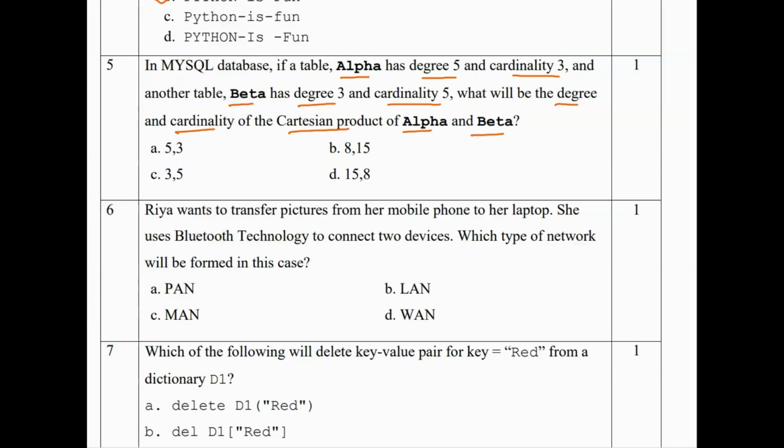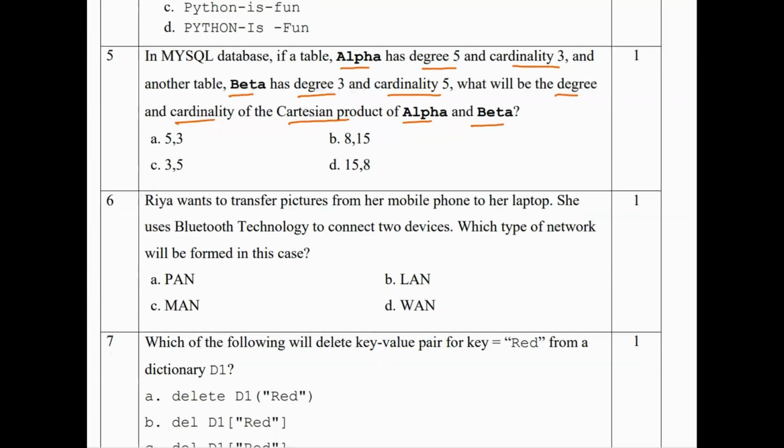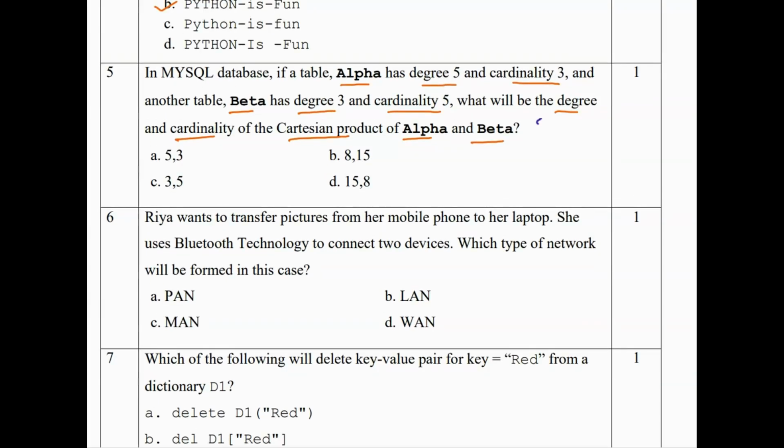They have given the degree and cardinality. Let me write it here. D for degree and C for cardinality. Now I am going to write alpha and beta. Let me write it nearby.